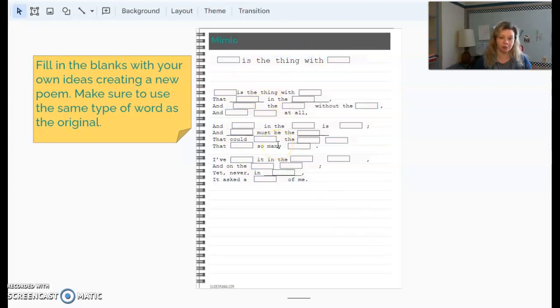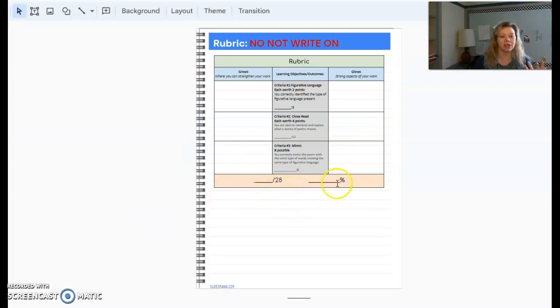So for example, hope is a noun, feathers is a noun. So just to start out, your title of your new poem is going to be something is the thing with something. You're choosing 2 nouns to put those there, and the first line of your poem will be the same. Something is the thing with something. That perches is a verb, in the soul is a noun. Okay, I'm not going to give you the rest of that. You'll need to do that on your own. The mimic is also worth 8 points. So for a total, this is worth 28 points.